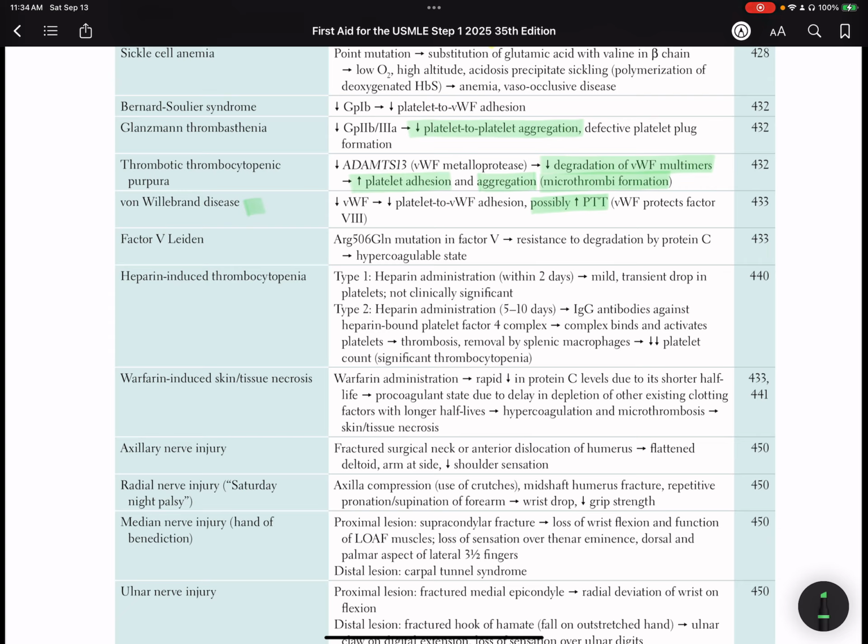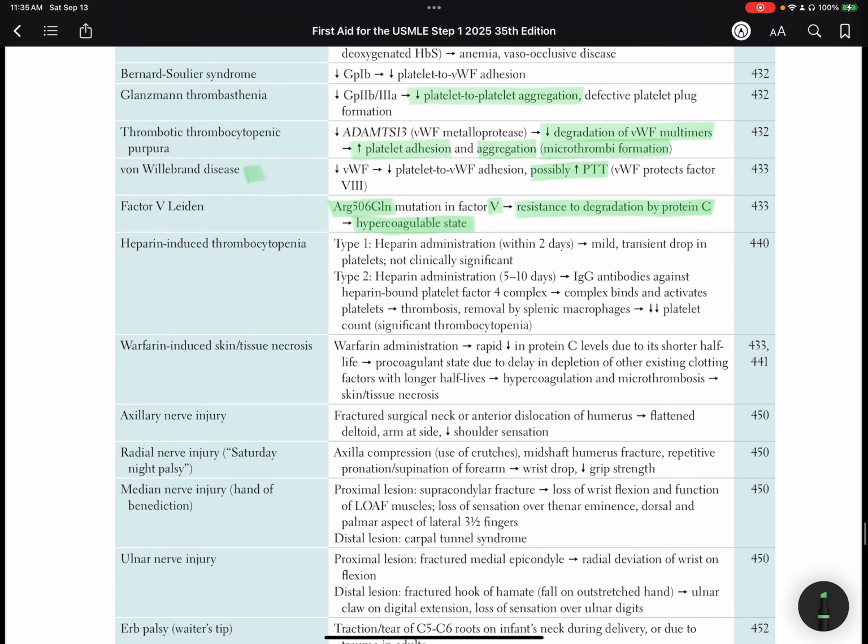Next condition, factor 5 Leiden. Factor 5 Leiden is caused by an Arg506Gln mutation in factor 5, causing resistance to degradation by protein C, and this leads to a hypercoagulable state.